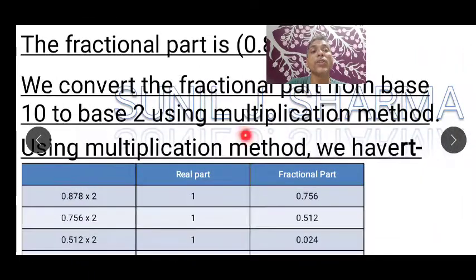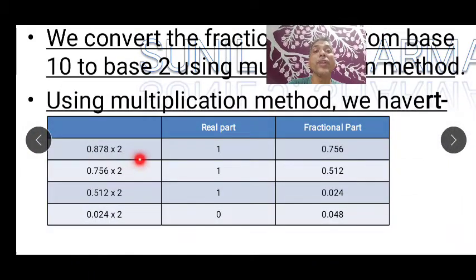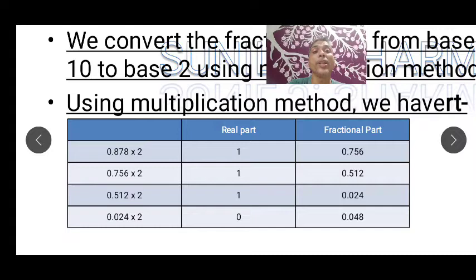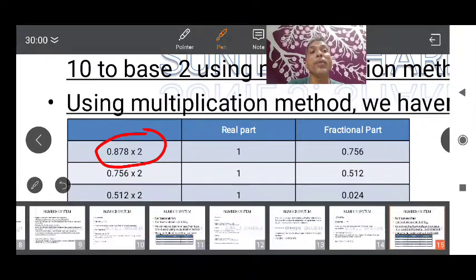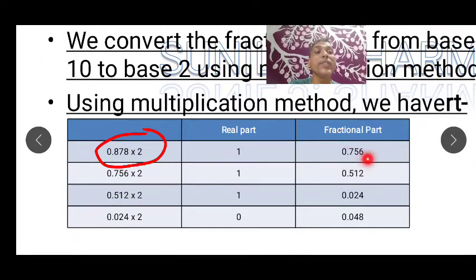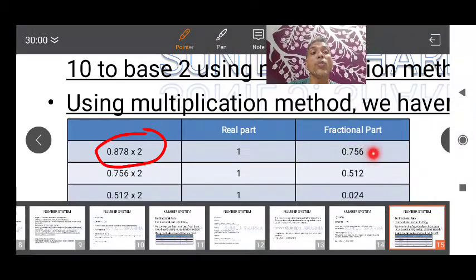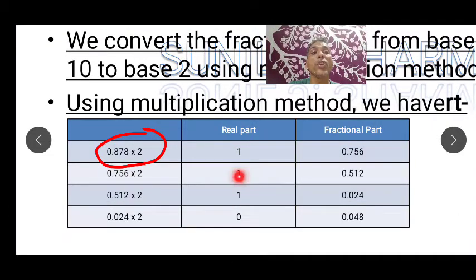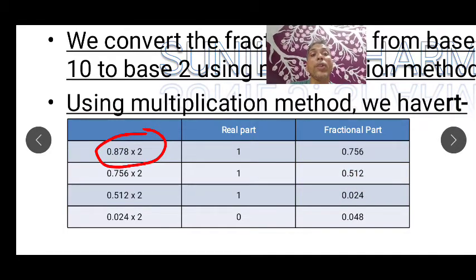Let me just zoom this. 0.878 multiply by 2. Every time you have to just multiply by 2. So your answer will be 1.756. So we have already taken the real part. Then 0.756 again multiply by 2. So your answer will be 1.512. So that 0.512 again multiply by 2, your answer will be 1.024. So 0.024 again we will multiply by 2.